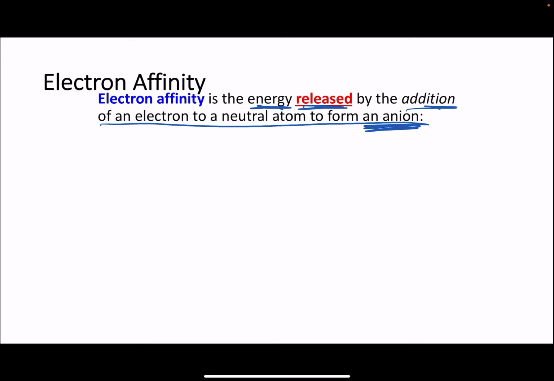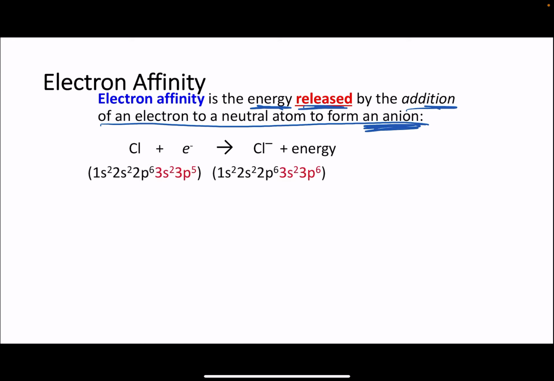They complete their outermost shell, taking it from an incomplete valence shell to a complete noble gas, and are able to establish stability that way. So by establishing stability, we release energy, and that's the idea of electron affinity.